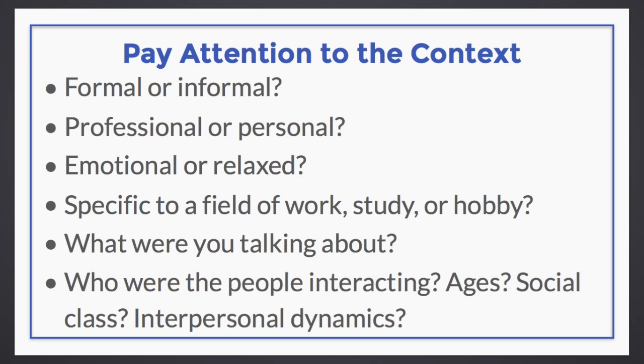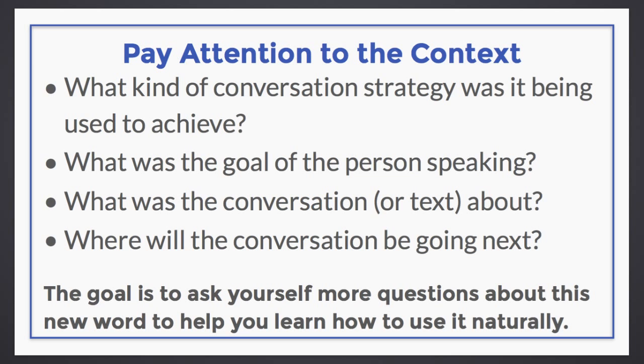Think about the context, because this is going to give you clues about the word. And it's going to give you clues about when it's okay to use the word, which is what so many people struggle with when they're trying to sound natural and more like a native speaker when using this language. Here's a couple more questions. What kind of conversation strategy was it being used to achieve? So maybe as somebody who focuses on conversations, I really want you to focus on communication strategies. Why would this word maybe be better than another word? In a future lesson, I'm going to talk about how to distinguish which word is better. And this is important. What kind of strategy was it being used to achieve?